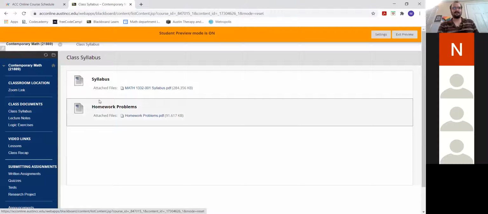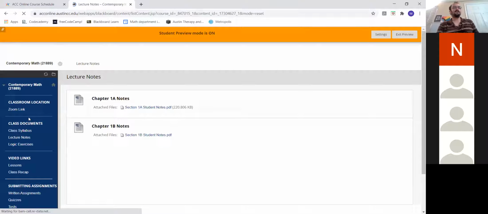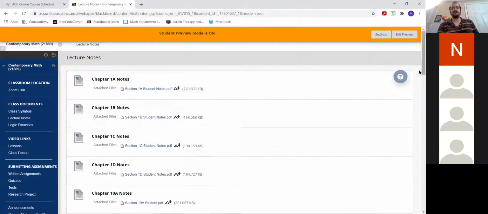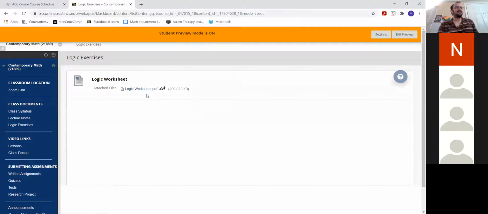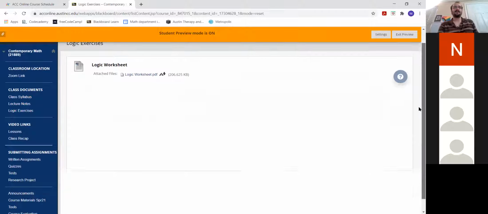Class syllabus. If you want to get your syllabus or your homework problems, there it is. The lecture notes are here under lecture notes. When we do 1D, I believe this is the homework for section 1D, and it's under logic exercises. So these are just a few of the documents that I had to put in here.